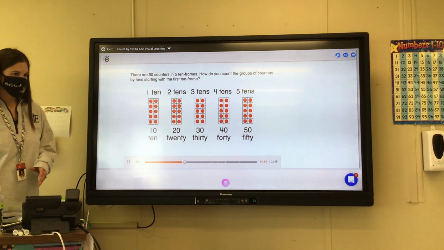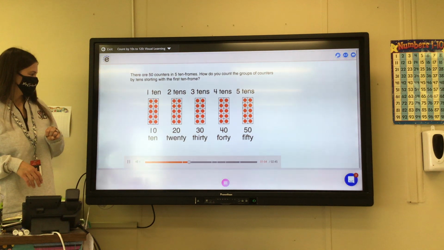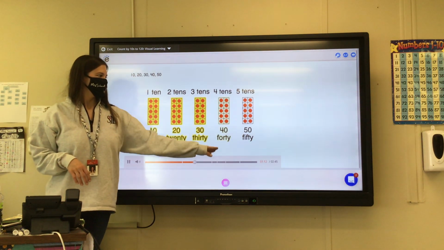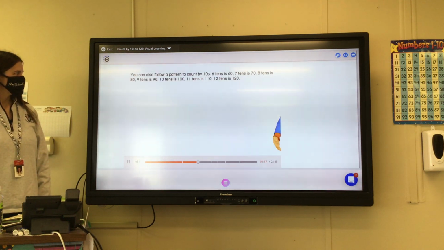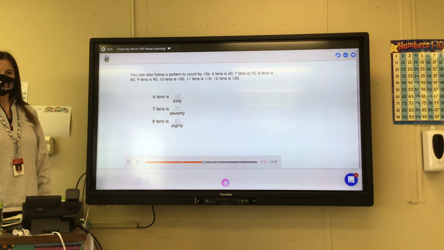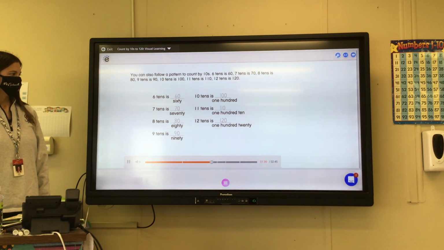There are 50 counters in 5 10 frames. We only needed 5. How do you count the groups of counters by tens, starting with the first 10 frame? 10, 20, 30, 40, 50. You can also follow a pattern to count by tens. 6 tens is 60, 7 tens is 70, 8 tens is 80, 9 tens is 90, 10 tens is 100, 11 tens is 110, 12 tens is 120.